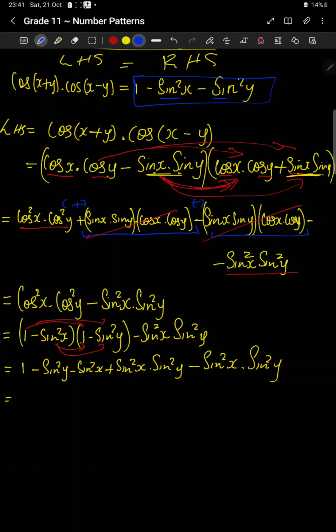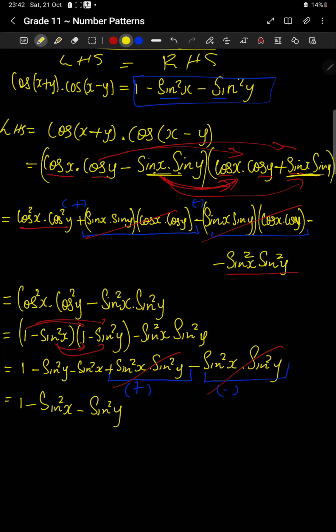Now we have to drop that portion as it is. We are done now. So you can see that sine square x times sine square y is the same as sine square x times sine square y, and one is plus, the other one is negative. Therefore the rule allows us to cancel this and this one, so we are left with this portion. We just drop it as it is.